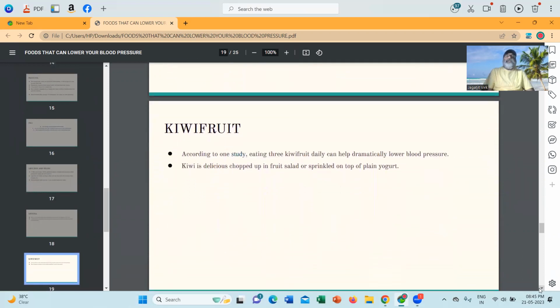Kiwi fruit. According to one study, eating 3 kiwi fruits daily can help dramatically lower blood pressure. Kiwi is delicious, chopped up in fruit salad or sprinkled on top of plain yogurt.